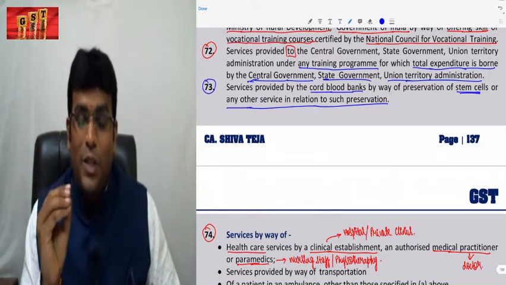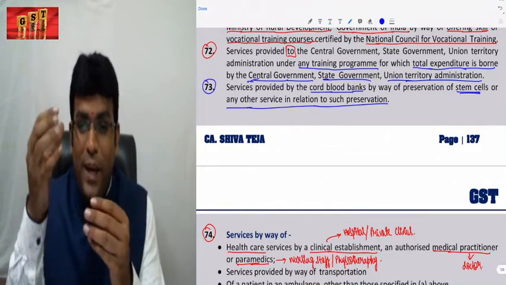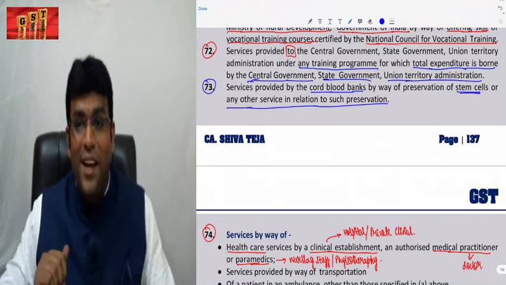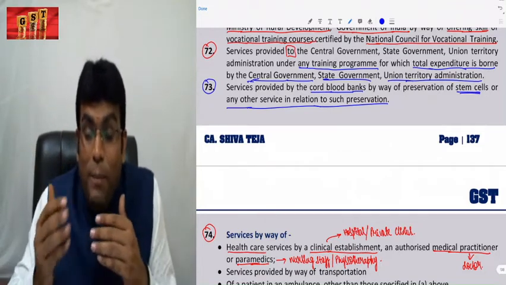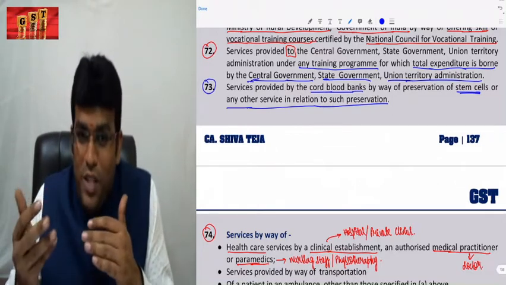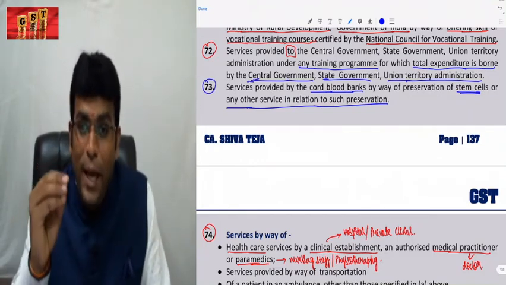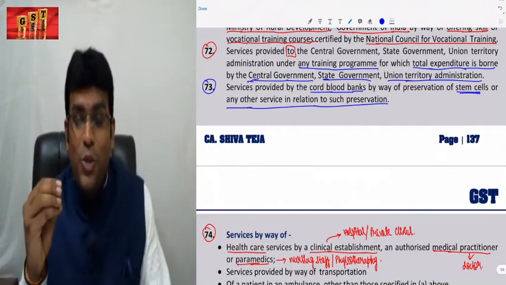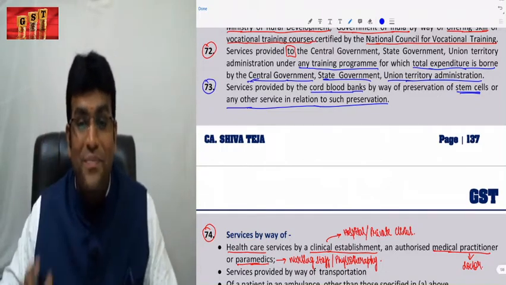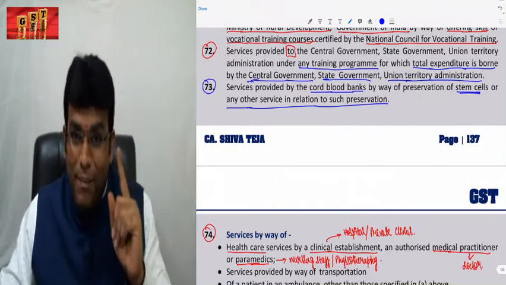And that cord blood, at the time when delivery is being done, is extracted, and they do something called preservation activity, the preservation of those stem cells. Now, what will they do with those stem cells? In the future, in the longer run, if the baby suffers from some medical issues, they inject this cord blood or stem cell into the baby's body, through which whatever disease the baby is suffering from can be cured.